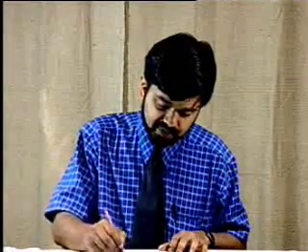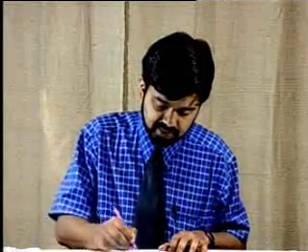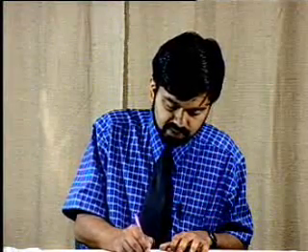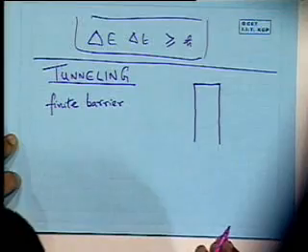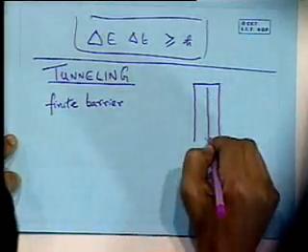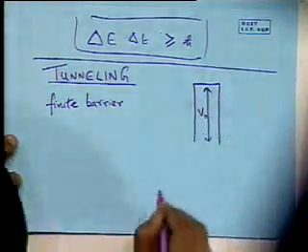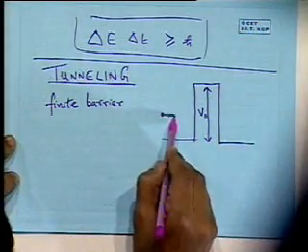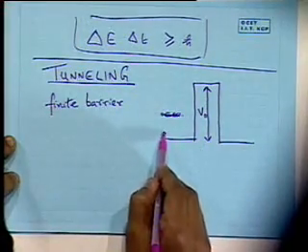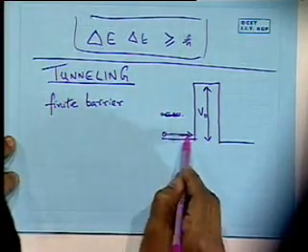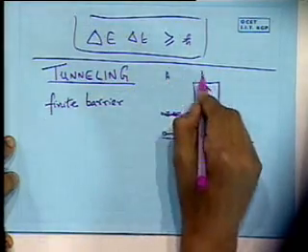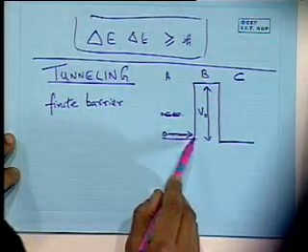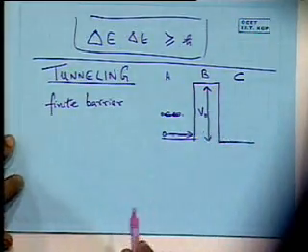And what we have here is a finite barrier of height V0. And then there's an electron that is coming and it sees this barrier. Let's say the electron is here, it comes here. And we call three regions A, B, and C. The electron comes to this barrier and is going to try to go across to C.